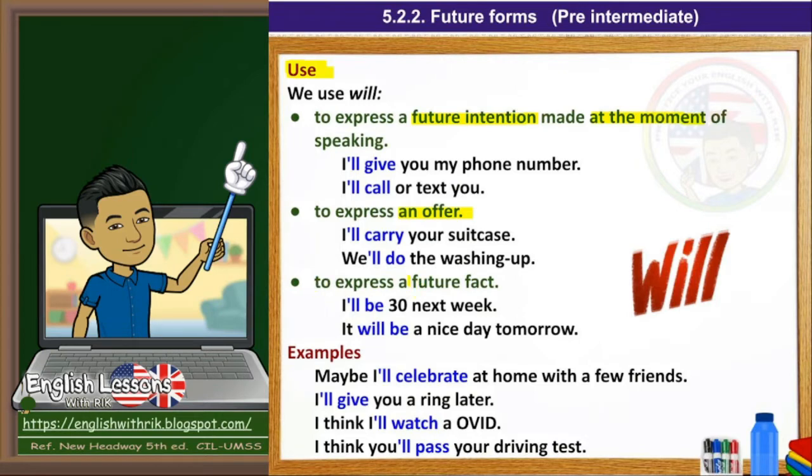To express a future fact. I'll be 30 next week. It will be a nice day tomorrow. Here are some more examples. Maybe I'll celebrate at home with a few friends. I'll give you a ring later. I think I'll watch a DVD. I think you'll pass your driving test.